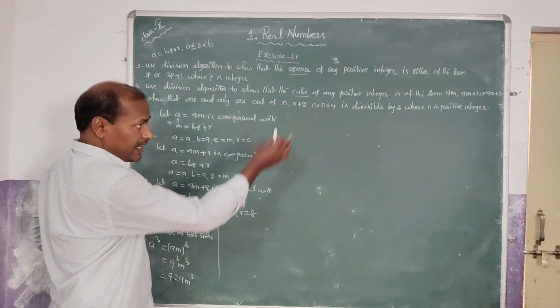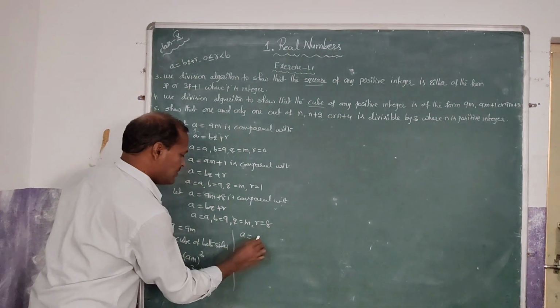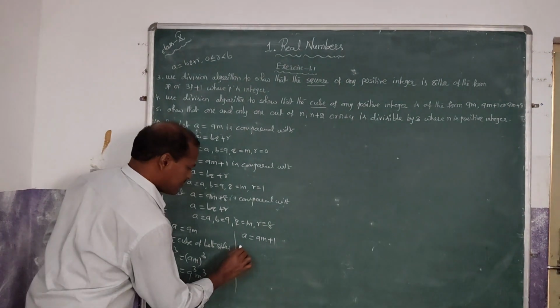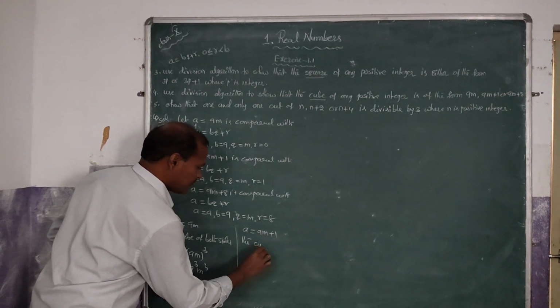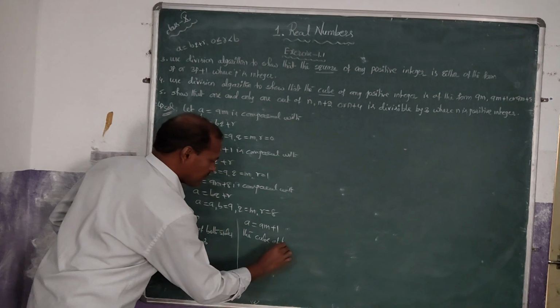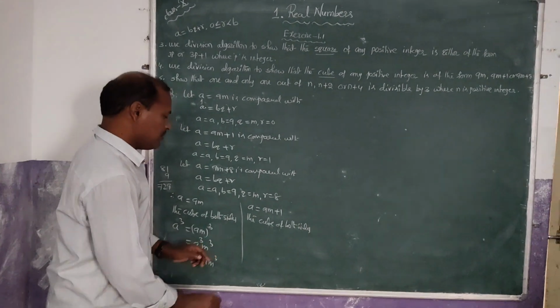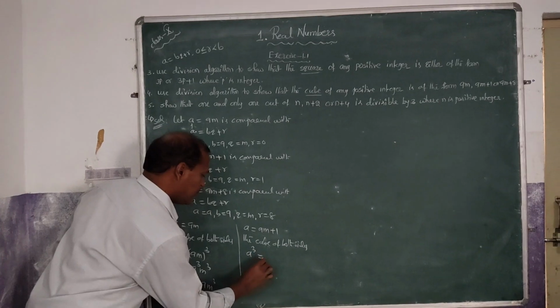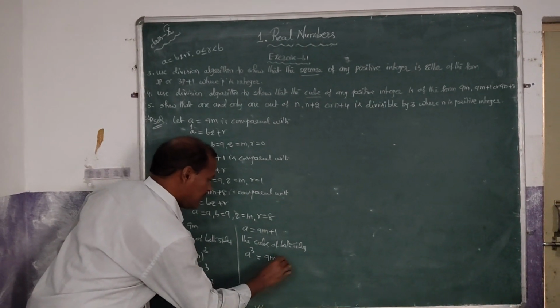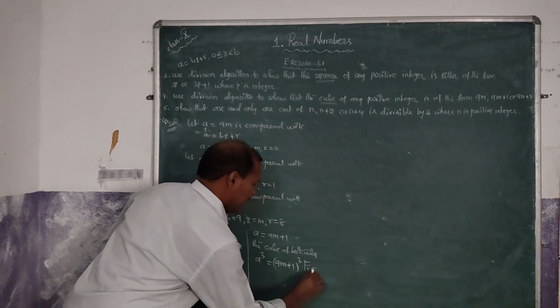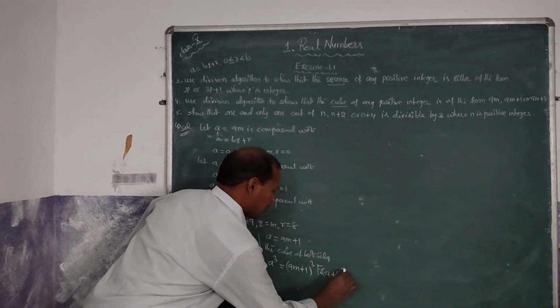One more is 9m plus 1. a is equal to 9m plus 1. Take the cube of both sides. a cube is equal to 9m plus 1 whole cube. Here one formula: a plus b whole cube formula.